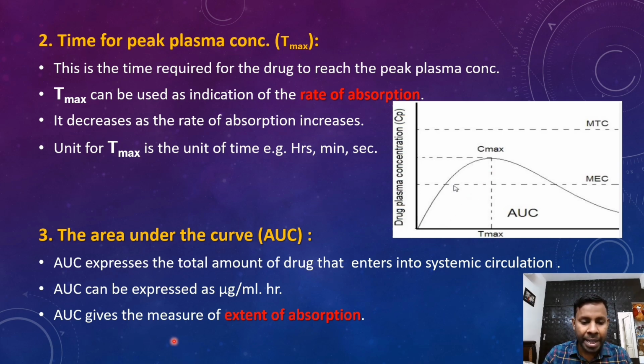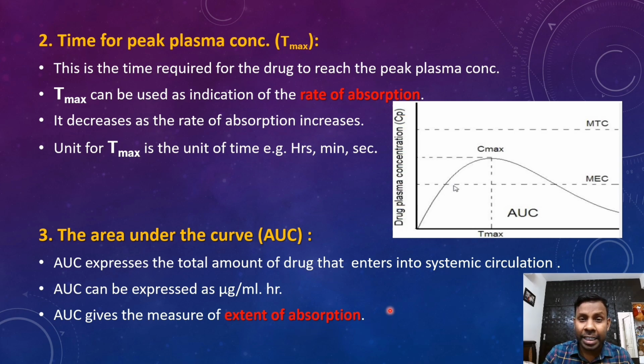AUC gives the measure of the extent of drug absorption, and it expresses the total amount of drug that enters into the systemic circulation. If this area is more, if this AUC is more, then more drug is absorbed. So it will indicate the extent of drug absorption.